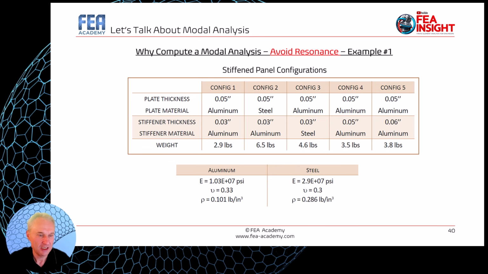Here you have the material properties for aluminum and steel, with Young's modulus, Poisson ratios, and the density of the materials. It's in imperial units, but you can replicate this example in the international system, for sure. And here are all the material and geometric parameters that I am using to build the model and to test with a normal mode solver.